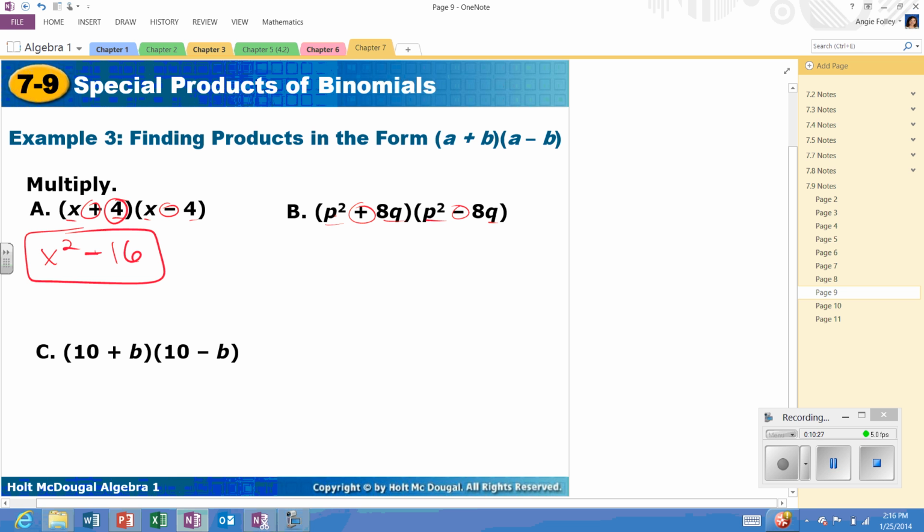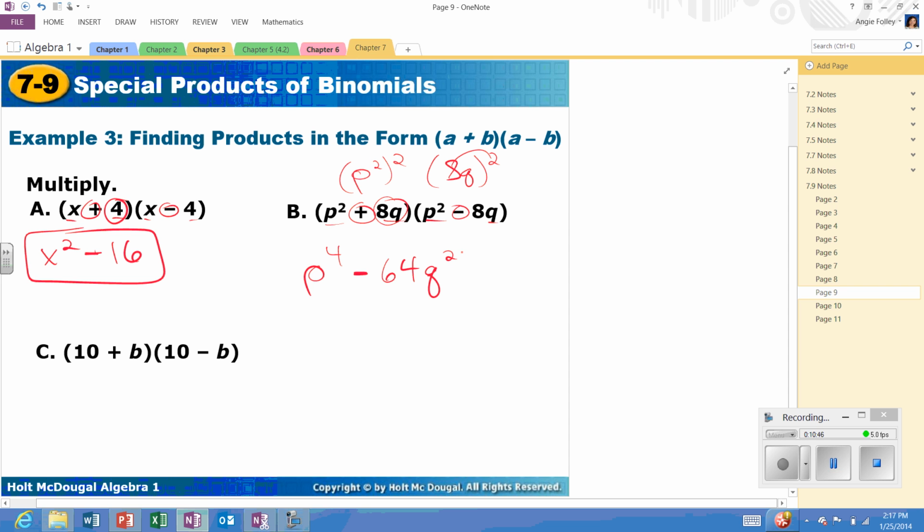So that means that we can do p squared. So that becomes p to the 4th. And then the last term, it's always a minus here, is 8q squared. So 8q squared, that means I have to do the 8 squared. I'm going to get 64, and then I'm going to get q squared.